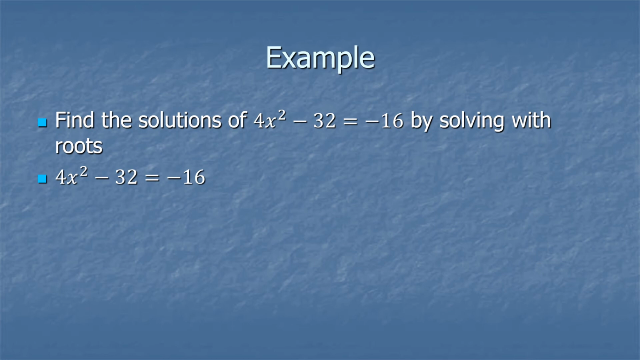Now I need to square root both sides. Now this is the first time we're going to deal with this, but when I square root both sides, I don't just assume the positive root. I need to also include the negative root. So in this case, x is equal to plus or minus 5.